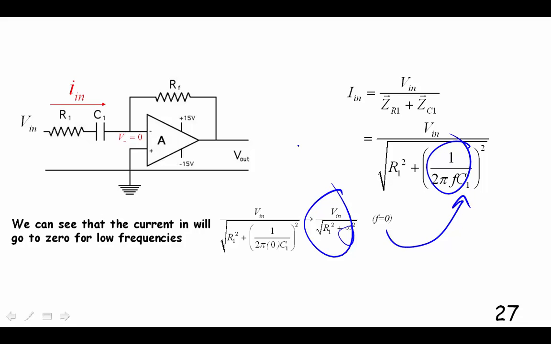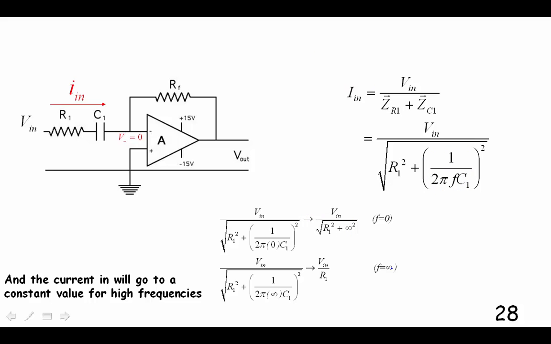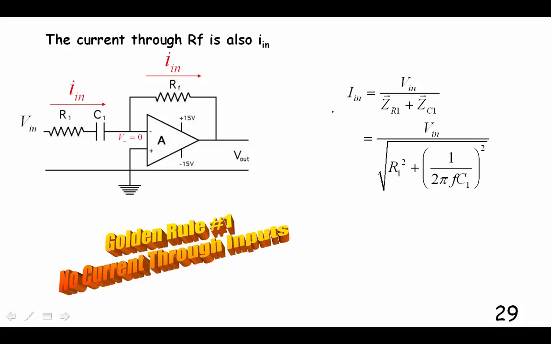So for a frequency of 0, we get no current coming through this high-pass filter. But then if we put in a frequency of infinity in here, this term goes to 0, and the output is just V_n over R1. So that's a high-pass filter.